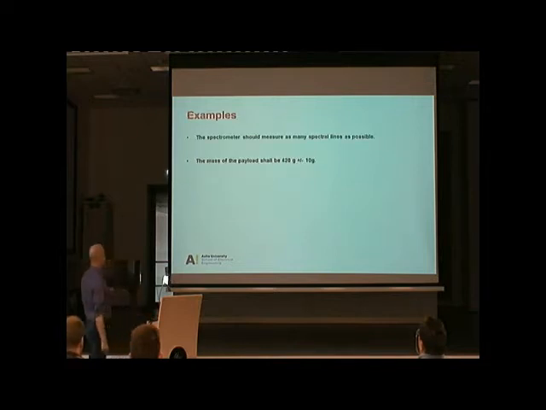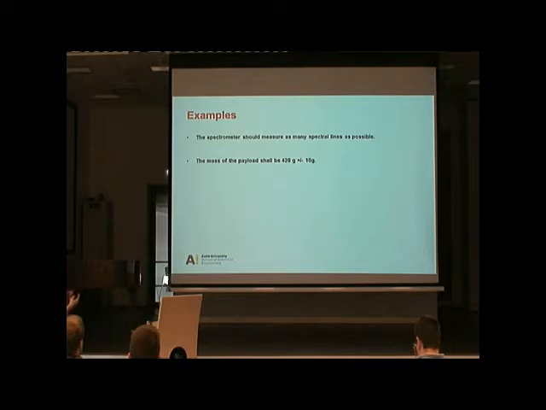So, for example, a couple of requirements. The first requirement: the spectrometer should measure as many spectral lines as possible. Good or bad requirement? Anybody has an opinion? Bad, definitely. This is a bad requirement because it doesn't specify how many spectral lines you need to measure.